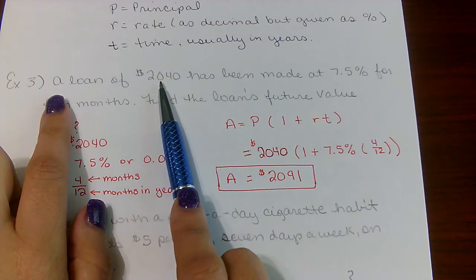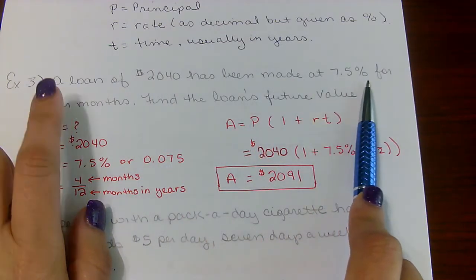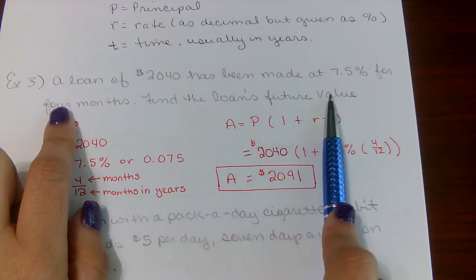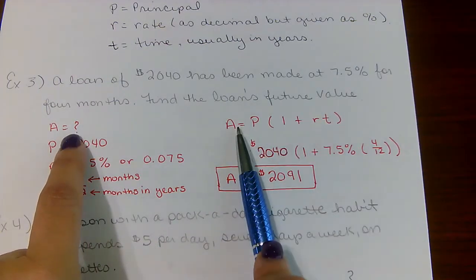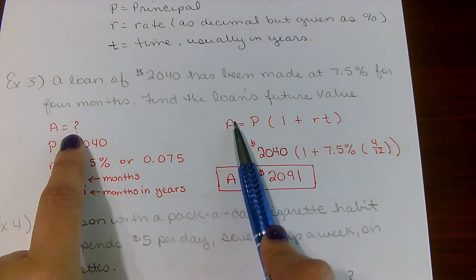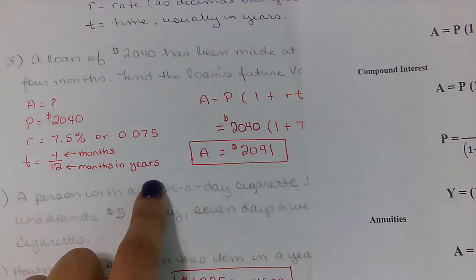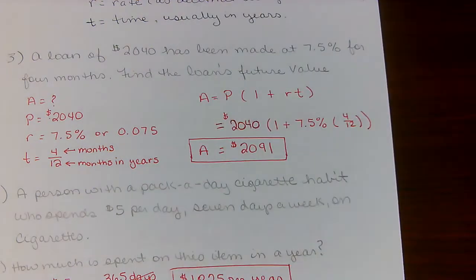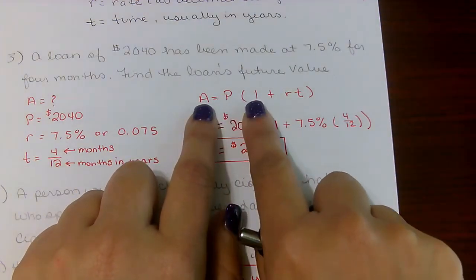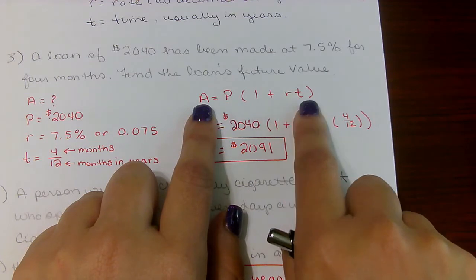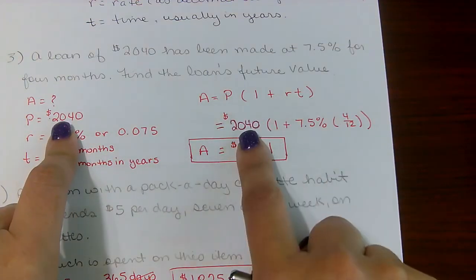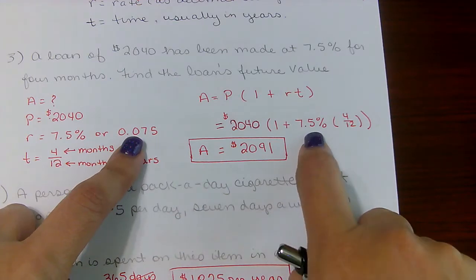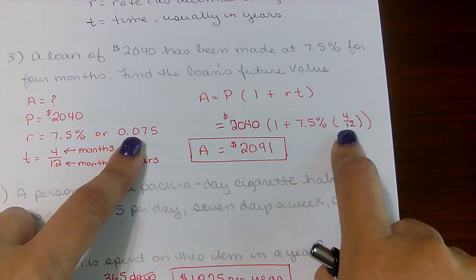A loan of $2,040 has been made at 7.5% interest for 4 months. Find the loan's future value. So in this particular case, we're looking for A. How much are we going to pay at the end of our loan? For this equation, you will see that it is located on your formula sheet under simple interest. A equals P, parentheses, 1 plus RT, close parentheses. Let's fill in our values. 2,040 is our P, 1 plus R is 7.5%. And then we have a time of 4/12.